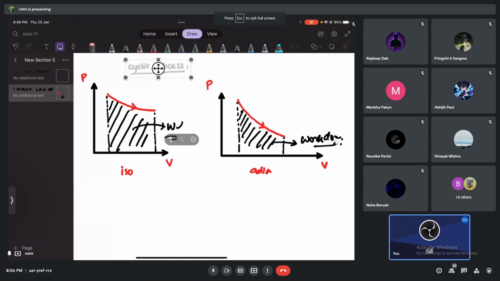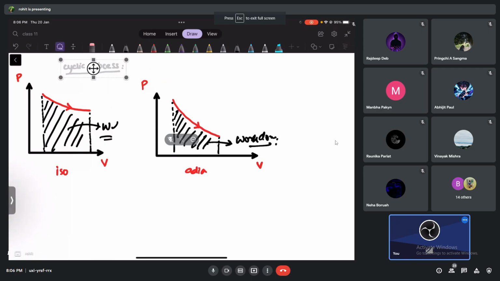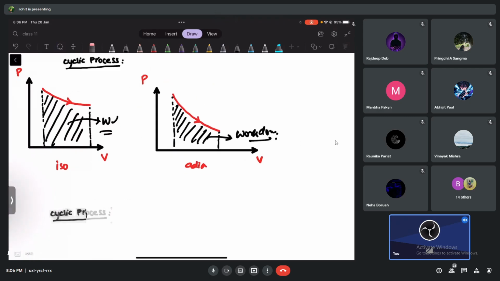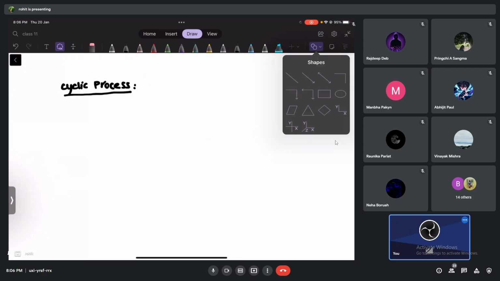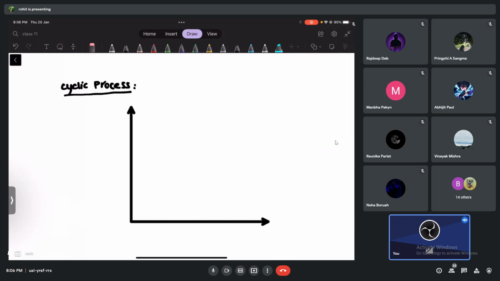Okay, so what I was saying is this: we will start today with something called a cyclic process, which is not difficult, you can understand. I have to draw a graph for that, and then I think you'll understand what's going on. Again, this is a PV indicator diagram.